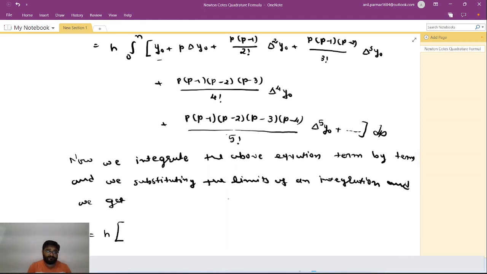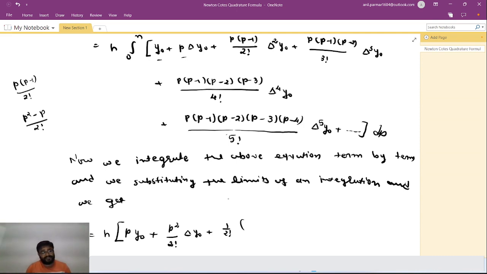integration of y0 is constant and with respect to p, so it is p y0 plus now integration of p with respect to p is p square by 2 and delta y0 is constant, so it is p square by 2 factorial delta y0 plus now see here in rough work p into p minus 1 by 2 factorial, p square minus p by 2 factorial, so 1 by 2 factorial as it is, and we have p square; integration of p square is p cube by 3 minus integration of p is p square by 2, and delta square y0 is as it is, plus.